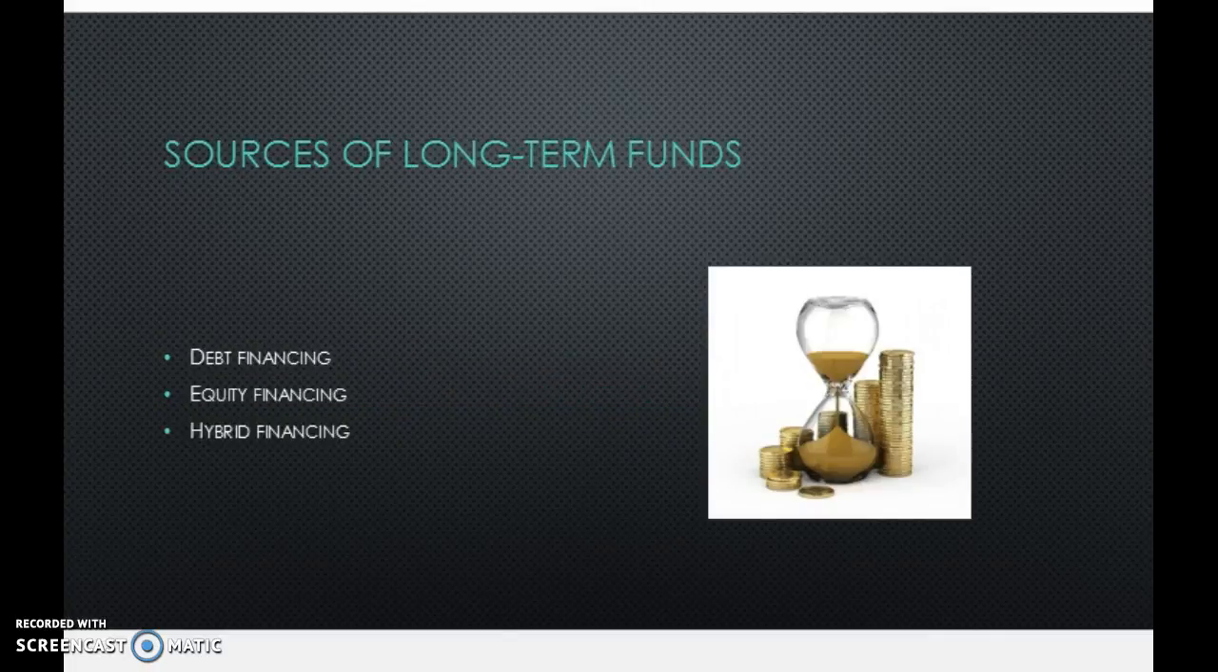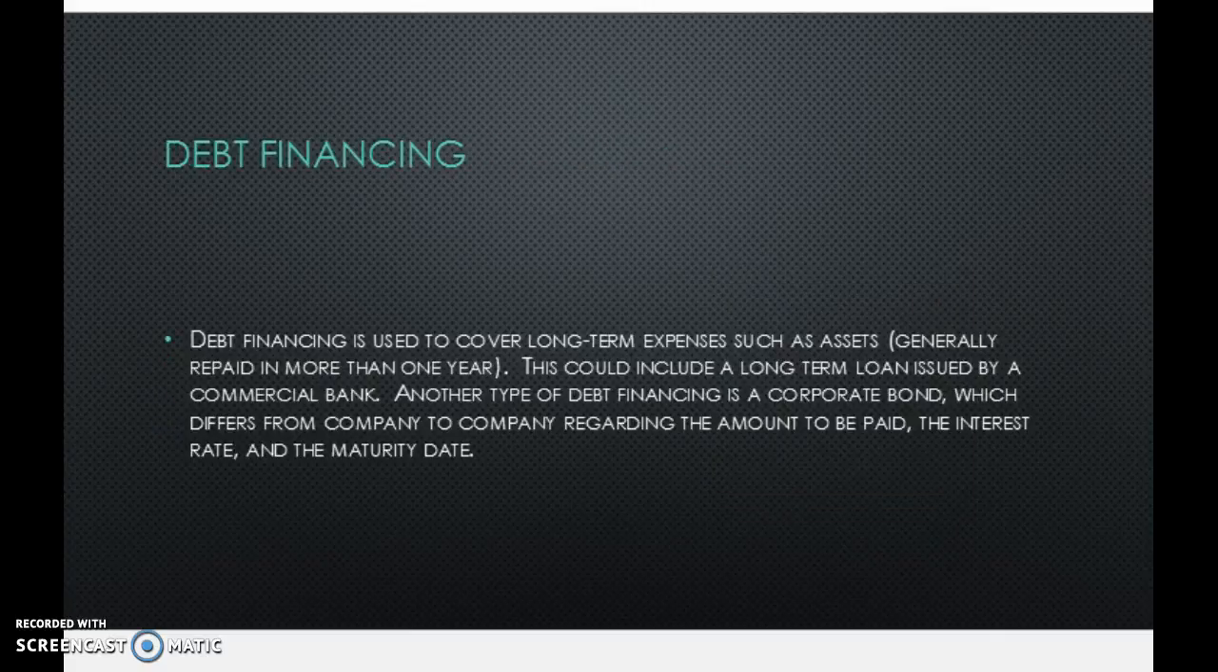The three types of long-term expenditures, or capital expenditures, are debt, equity, and hybrid financing. Debt financing is used to cover long-term expenses, such as assets. These will generally be repaid in more than 1 year. Long-term loans are typically issued by a commercial bank.